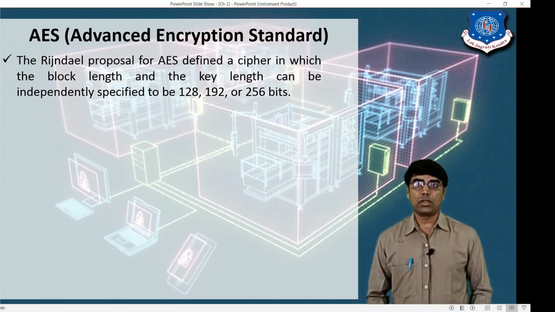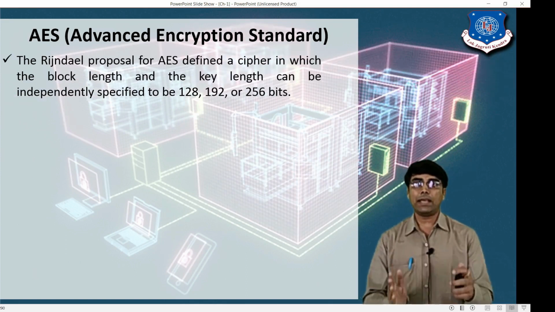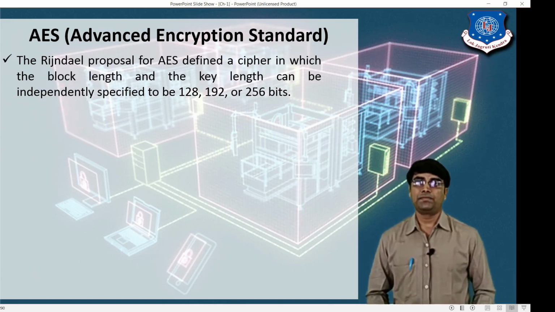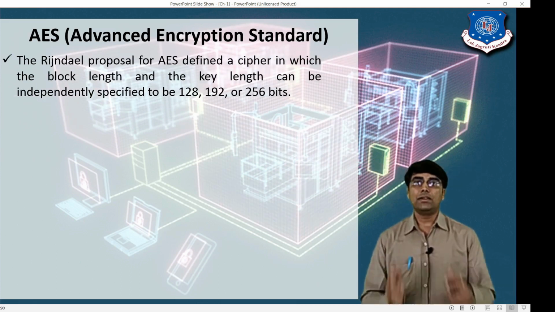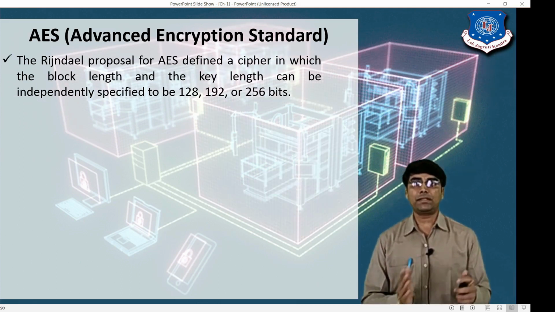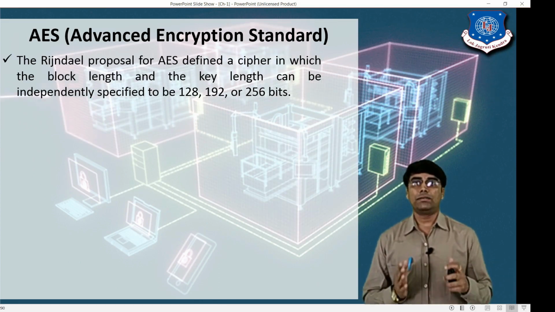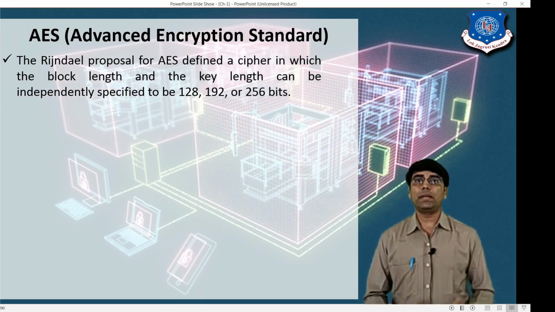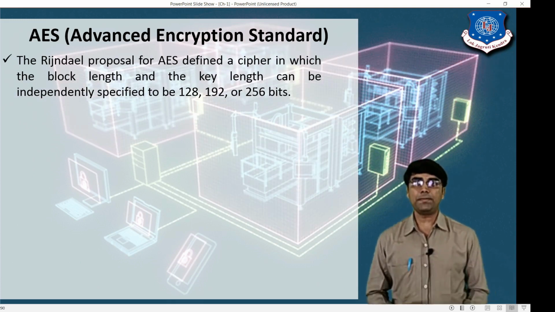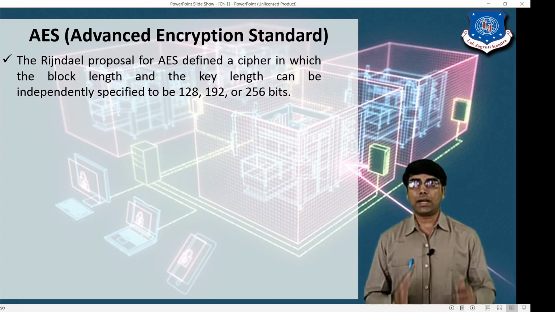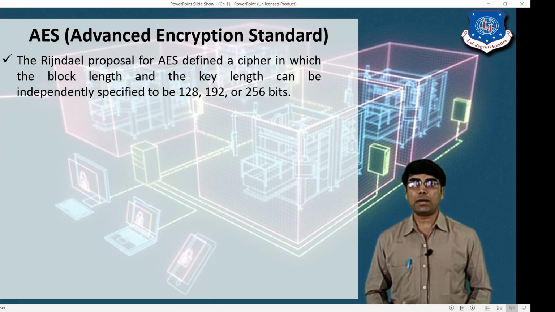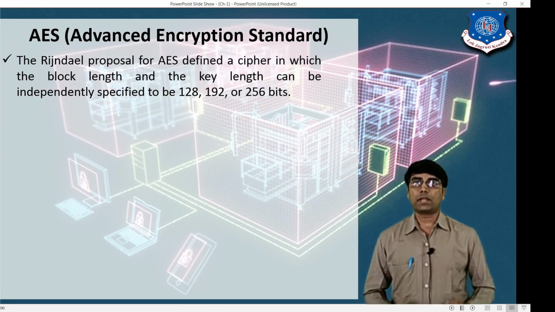Now in the previous session we have seen the DES algorithm, data encryption standard. So why do we need AES, advanced encryption standard? In DES we use the 56 bit key, and in AES we use the 128 bit key length. That is the first difference. And the second difference, DES is vulnerable to brute force attack.